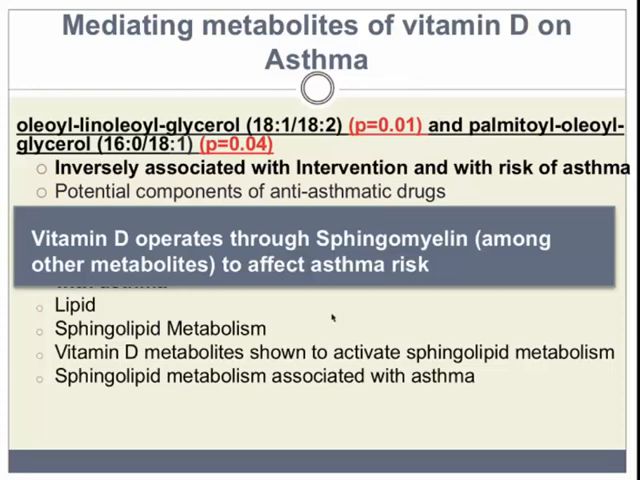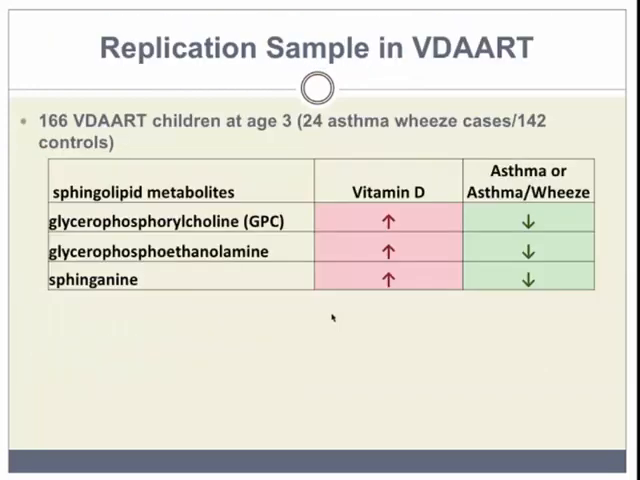So yes, it actually looks like vitamin D is operating through several of these metabolites to affect asthma risk. That is, increased amounts of vitamin D is operating through these pathways to decrease asthma risk. Now, the other interesting thing is when we use the same technique with our replication cohort, we also found, in addition to sphingomyelin, 3 other metabolites in the Sphingolipid pathway showing the same exact association, where the increased vitamin D causes a decrease in asthma via these 3 additional metabolites.